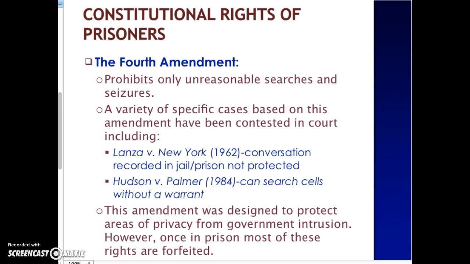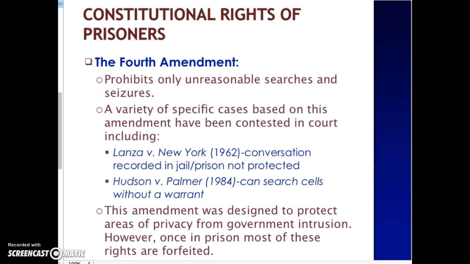So, again, even though the Fourth Amendment really has limited applicability to inmates, because once in prison most of these rights are forfeited, you need to understand that there are still certain requirements from the institution, especially if you're getting into areas of cavity searches and those types of intrusive searches. Again, the courts have said that they need to be done for legitimate institutional concern, and that they're not conducted with the intent to humiliate or degrade the particular inmate. Okay, so that is the Fourth Amendment, again, dealing with searches.